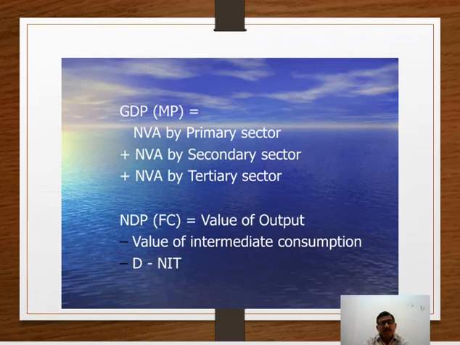Now, GDP at market price. When we add net value added by the primary sector, secondary sector and tertiary sector, we find net domestic product at factor cost, which is equal to value of output. Then we deduct value of intermediate consumption. Then we must deduct net indirect taxes from it. Then we are able to find national income by the expenditure method.